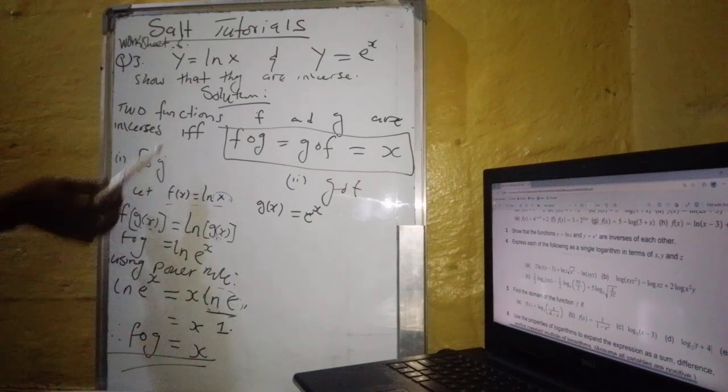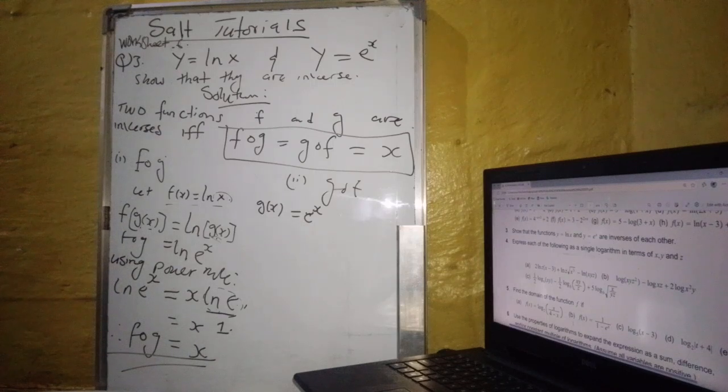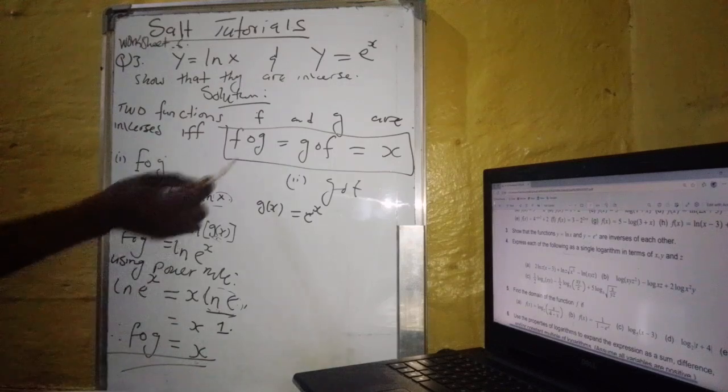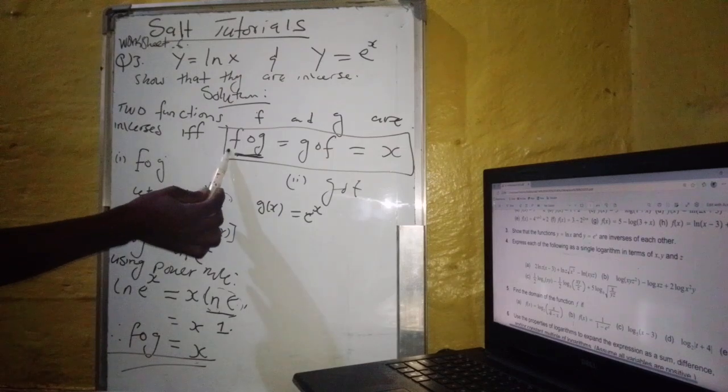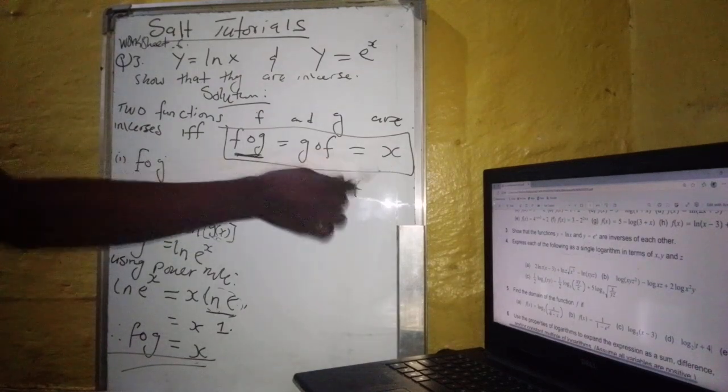So that when we simplify, remember the same exponential rules and logarithmic rules should be able to work out. So the first part has been shown that f of g is equal to x. But is it true that g of f as well should be equal to x? Remember, if they're inverses of each other, both f of g and g of f should give us x.